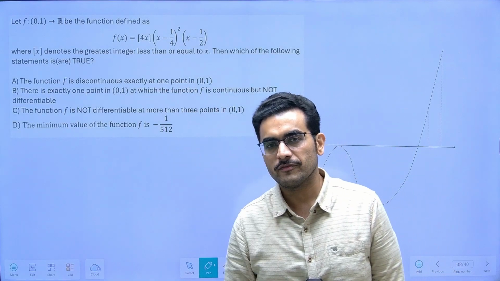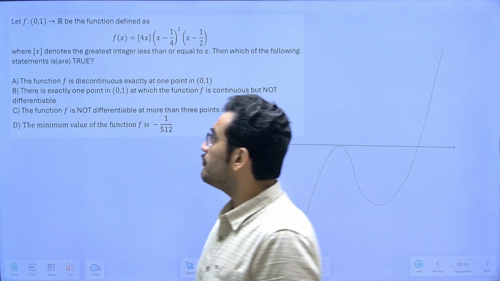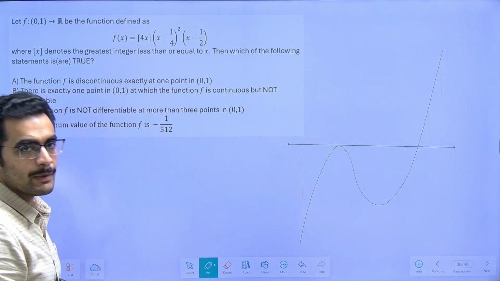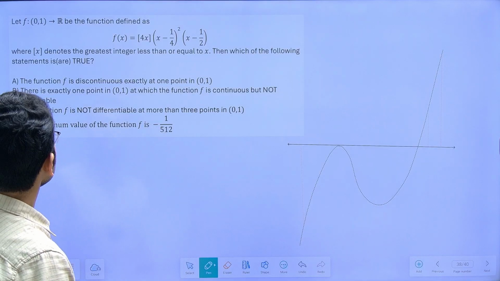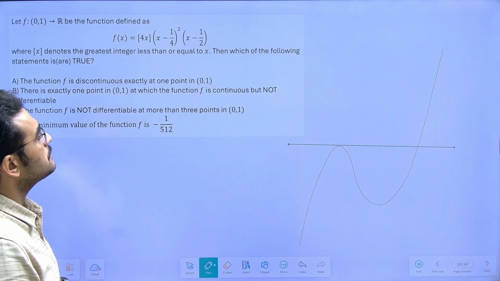Let's take this question from previous JEE Advanced. f: [0, 1] maps to R with a function defined as f(x) equal to floor(4x) into (x - 1/4)² into (x - 1/2). Now we need to check the continuity and the differentiability of the function.